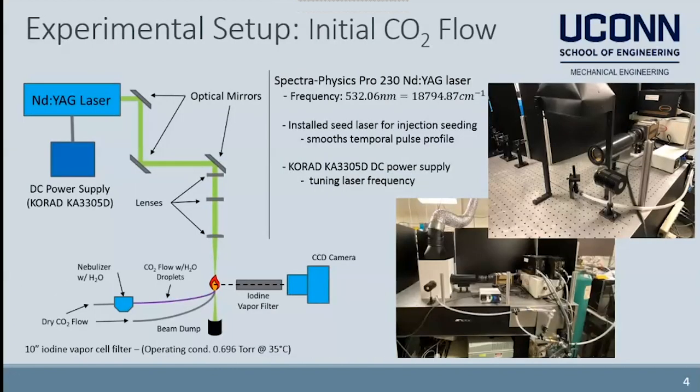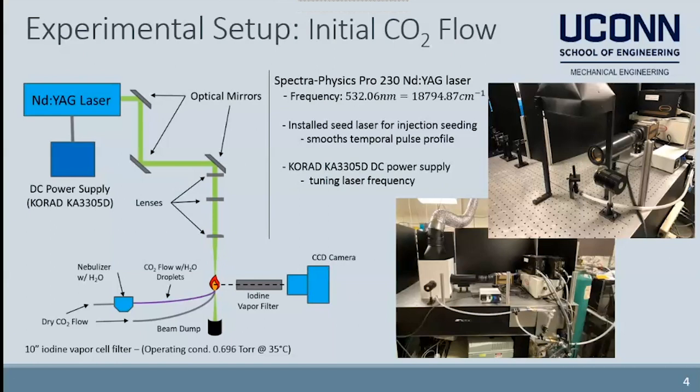Figure 3 on the left shows the design configuration for imaging the non-reacting CO2 flow. An Nd:YAG laser with a wavelength of 532.06 nanometers was used. The laser beam was directed with optical mirrors into a series of borosilicate cylindrical lenses with appropriate focal lengths, shaping the beam into a thin sheet with a height of 2 centimeters.